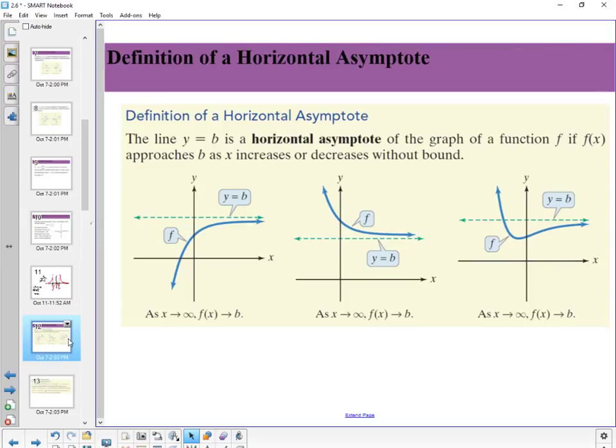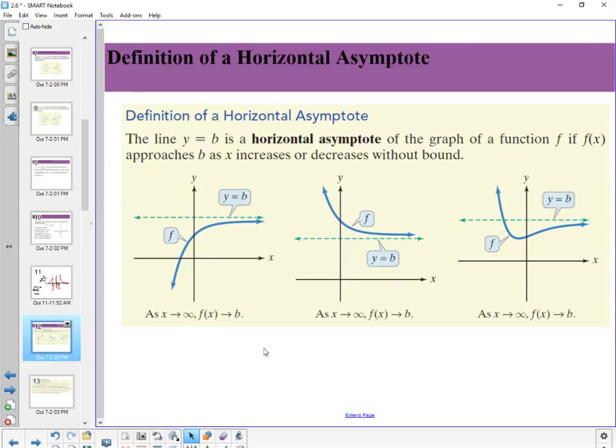Okay, horizontal asymptotes. Here's your definition of a horizontal asymptote. The line y equals b is a horizontal asymptote of the graph of a function if f of x approaches b as x increases or decreases without bound. That just means you're going to get closer as well. It's just like a vertical asymptote, except they are horizontal.